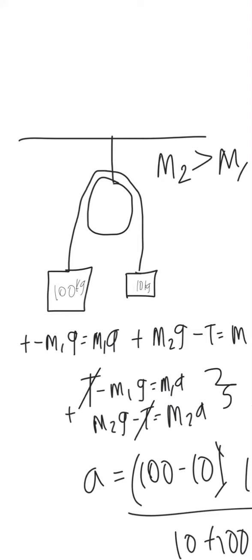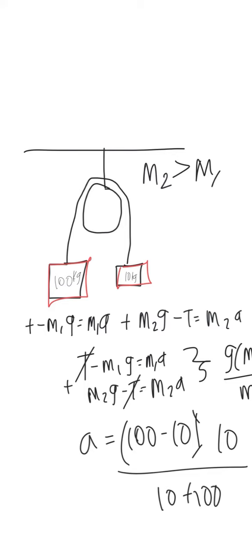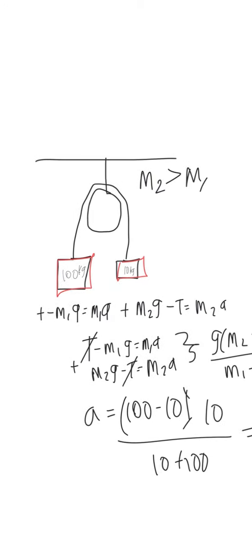Okay, so here for this question, we have this diagram that shows kind of a pulley system with two different objects. We have one that has a mass of 10 and one that has a mass of 100. So obviously M2 is greater than M1. Now to find the acceleration, we're going to have to work with two different equations, one for M2 and one for M1. So here is the equation for M1 and here is the equation for M2.